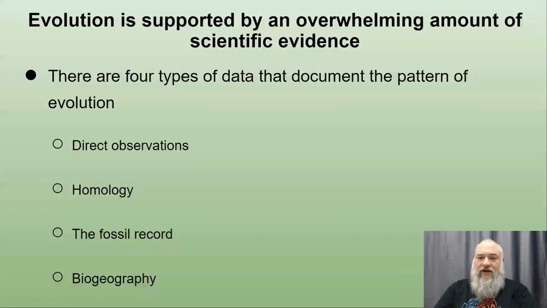So evolution is supported by a lot of evidence. There are four main types of data that document the pattern of evolution. A lot of these we've already talked about. We just need to highlight them as evidence, as opposed to when we were talking about how evolution works. So we have direct observation, homology, the fossil record, and biogeography, which we haven't talked about yet, but we will.